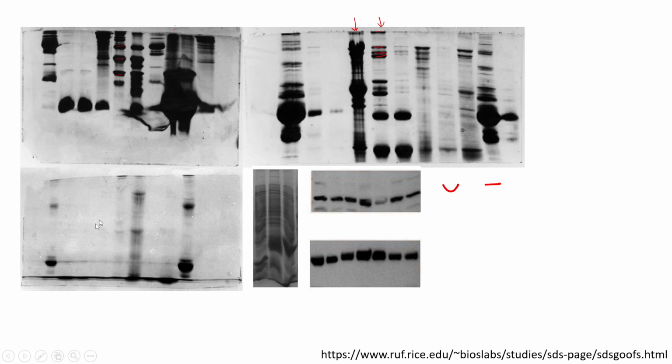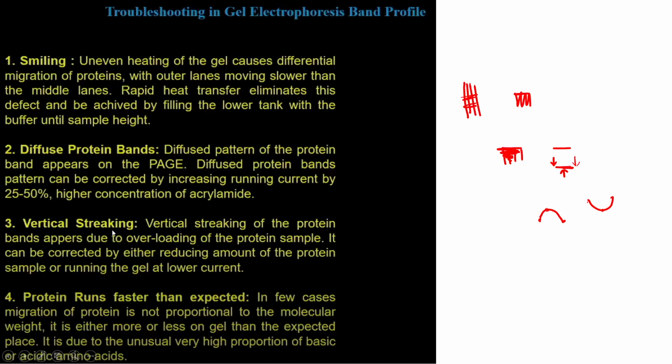So this is an example of a diffused band. Then I already explained vertical streaking. Then we have another problem where proteins run faster than expected. So let's say I am running some known protein. I know the molecular weight of my protein is 60 kilodalton. But when I am running the gel, I have the molecular marker also.